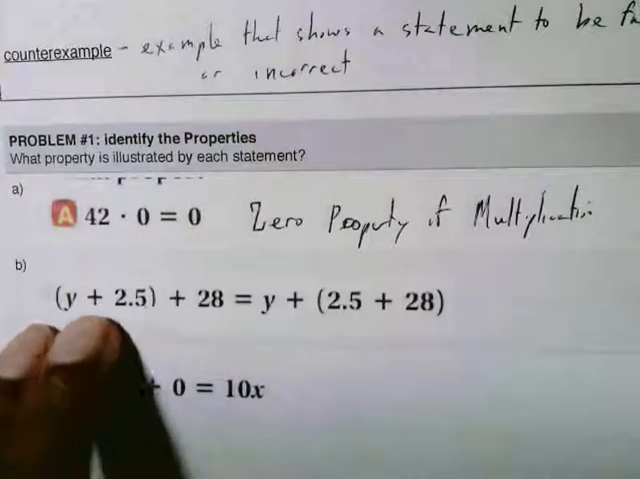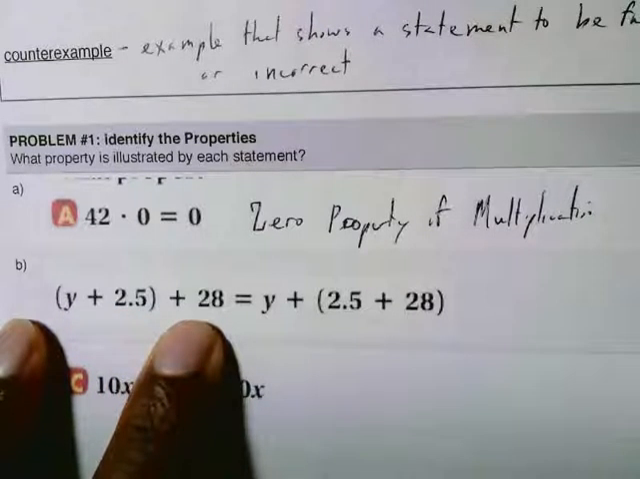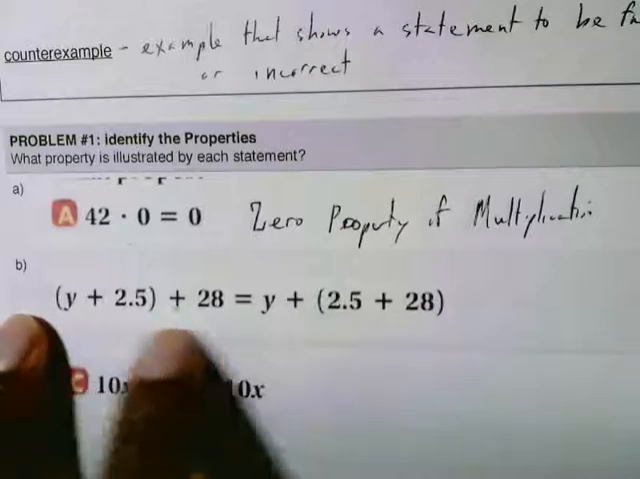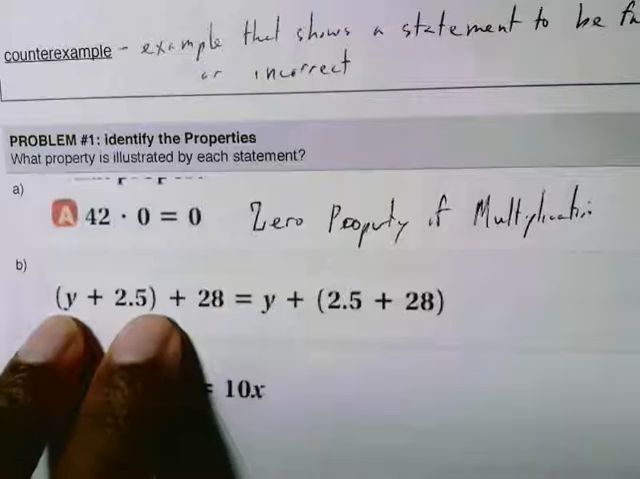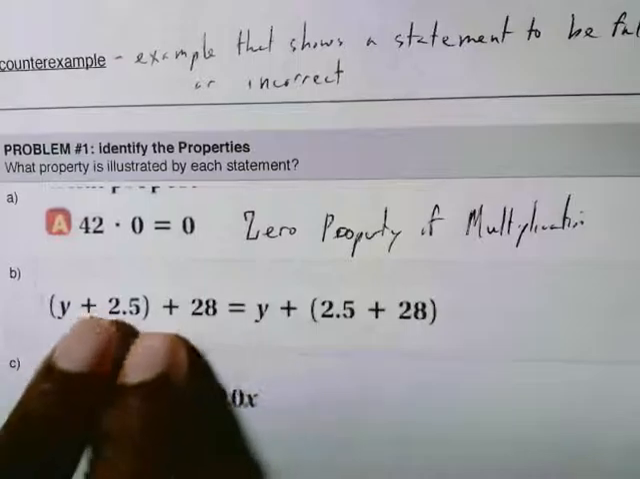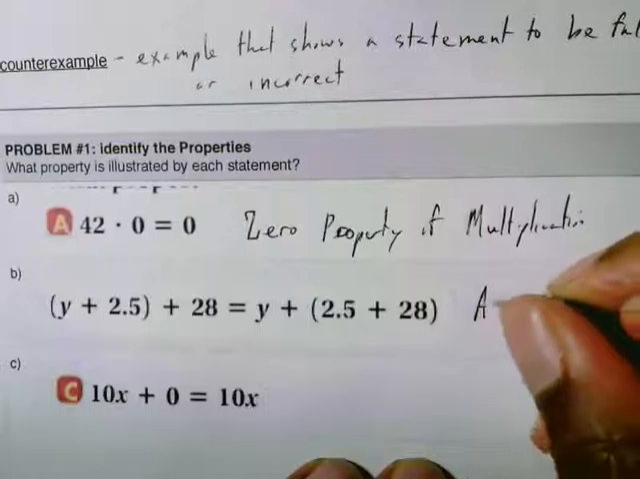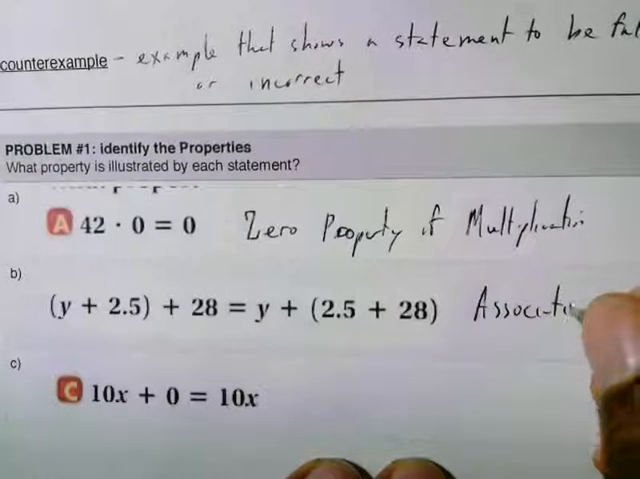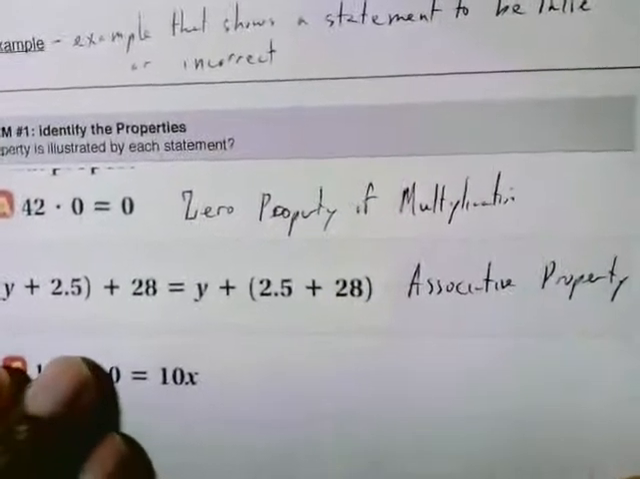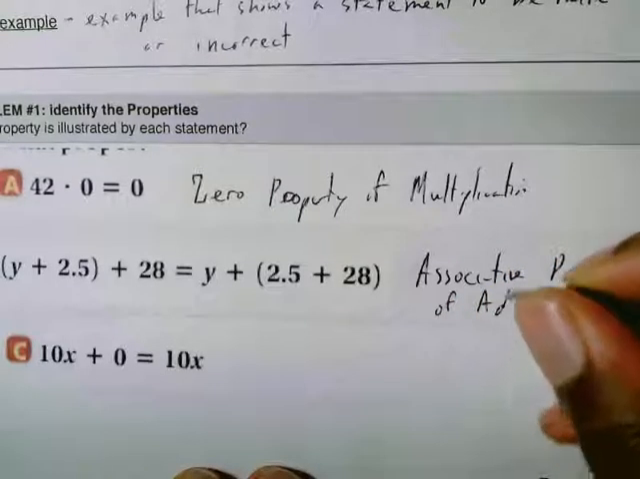Now for this one, I have a number plus 2.5 plus 28. And then over here, let's see, what happens is the parentheses moves from the first 2 numbers to the last 2 numbers. So according to PEMDAS, instead of adding these 2 first, I add these 2 first. Well, that's a clear associative property. And since all I'm doing is adding, it's the associative property of addition.